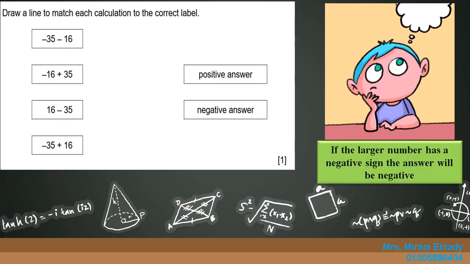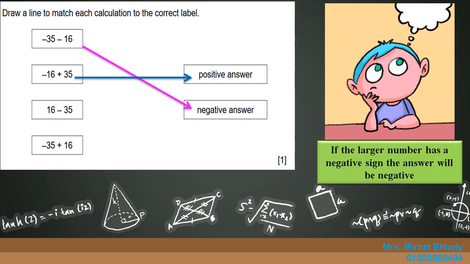So the first one, which one is negative? It's the larger. Don't look at the sign, just check the number itself. 35 or 16? 35 is the largest number. Then, the largest number has a negative sign, so the final answer will also be negative. And what else? Negative 35 also. But what about negative 16 plus 35? 35 here is the largest number, and with a positive, so the final answer will be positive.